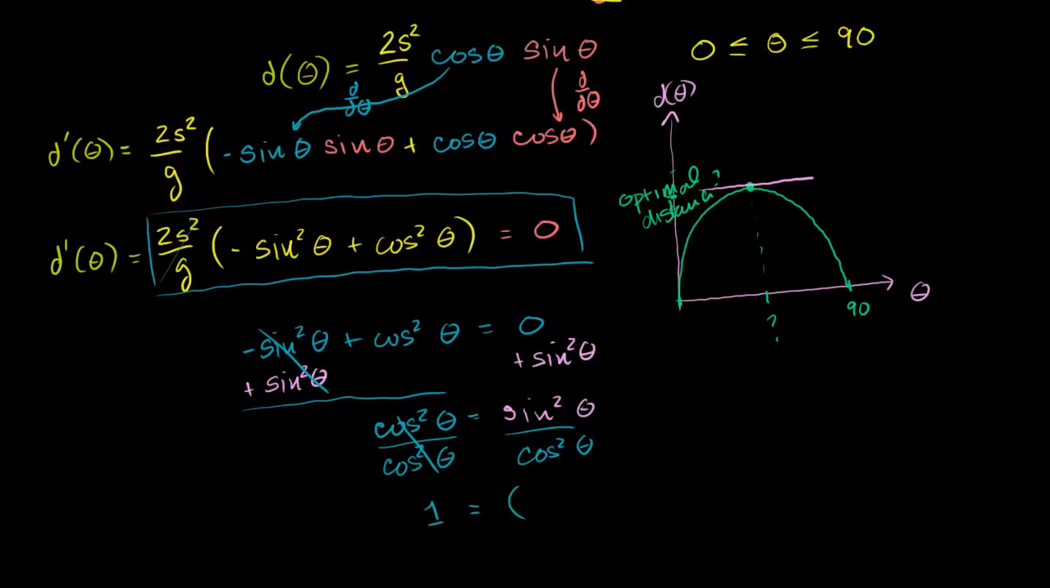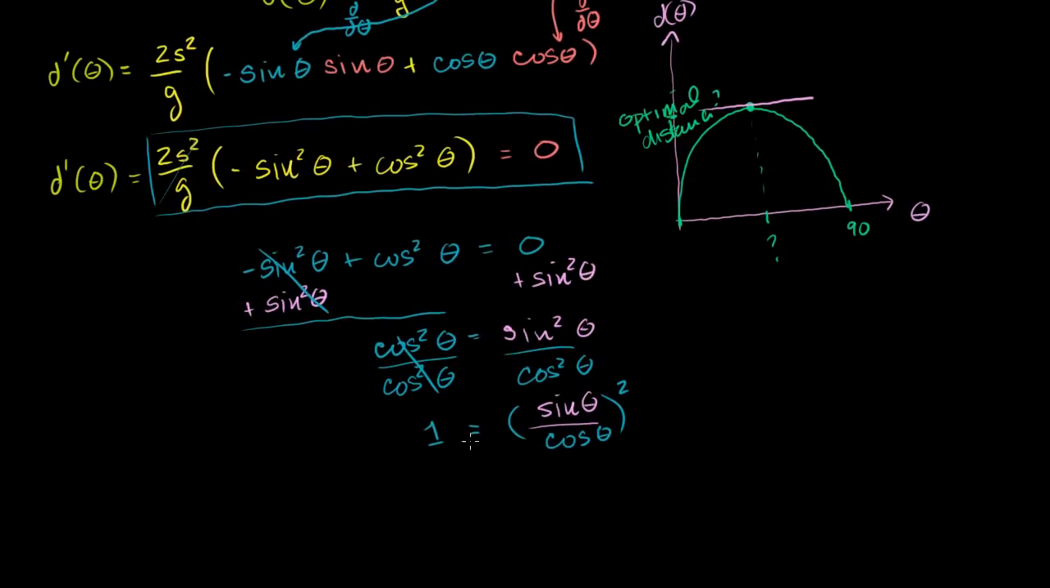Well, that's the same thing as sine of theta over cosine of theta, that whole thing squared, right? You have a square divided by another square. That's the same thing as the numerator divided by the denominator, squared. And what's sine of theta divided by cosine of theta? Well, that's just the tangent of theta. So we have 1 is equal to the tangent squared of theta.